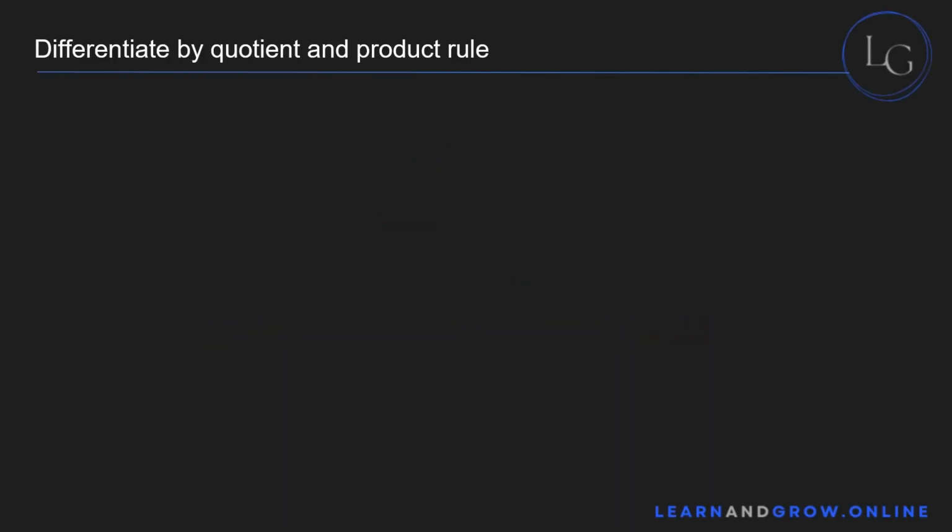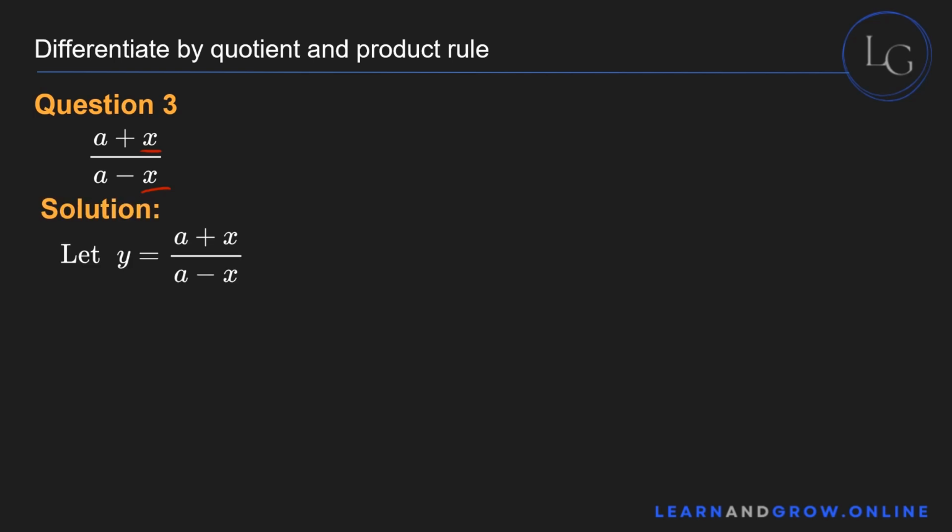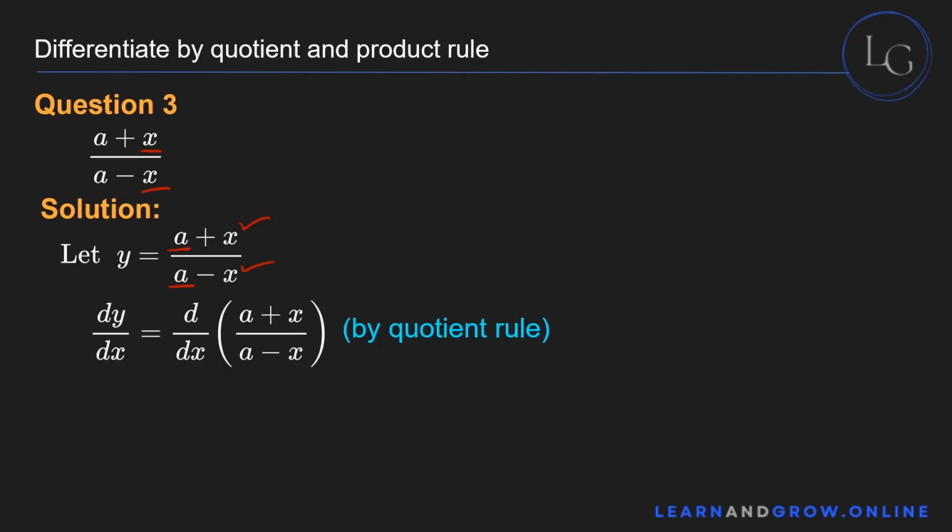So now let's discuss the differentiation by quotient and the product rule. So we have this expression and we have to differentiate it with respect to x, because that is the independent variable over here. So let y be equal to this expression, which is a plus x over a minus x. And remember, a over here is being treated as a constant because we have to differentiate with respect to x. So any variable apart from x will just be treated as a constant. So we do this and we can solve this by using the quotient rule.